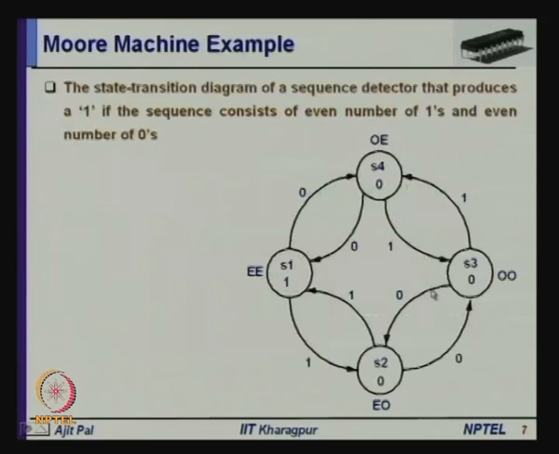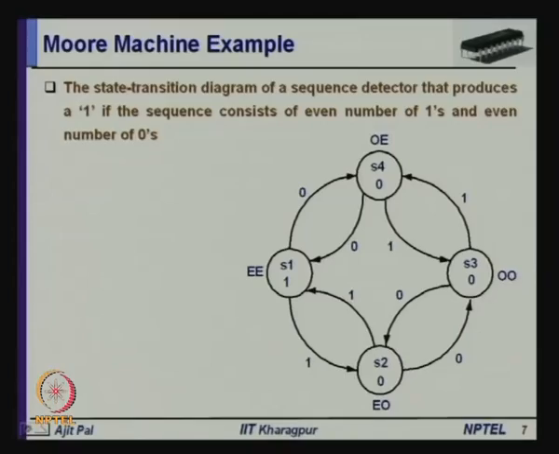For example, in this particular example, there is only one input. So, the number of possible input combinations is 0 or 1. So, from each state 2 edges will emerge, one for 0, another for 1. Similarly, if there are 2 inputs, then there will be 4 possible combinations: 0 0, 0 1, 1 0, 1 1. So, you have to check that, so that all possible transitions are captured by the state transition function.